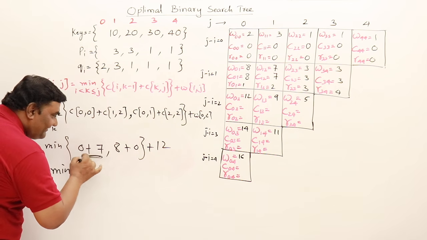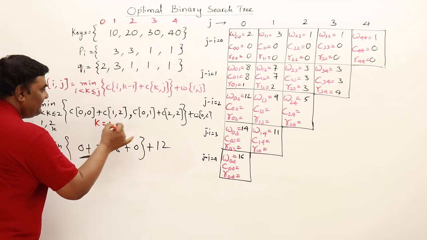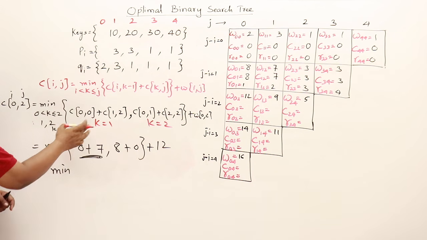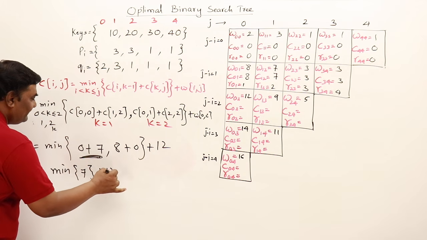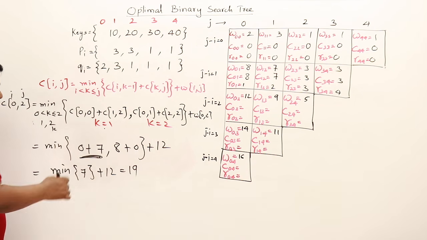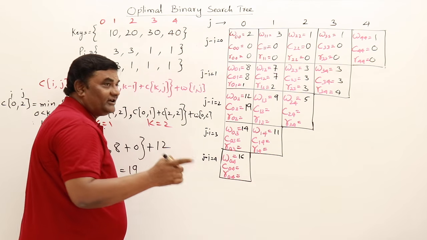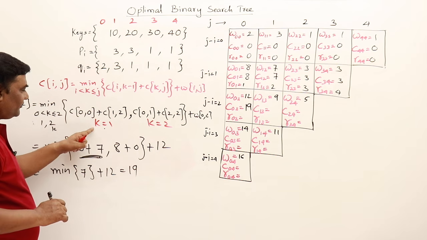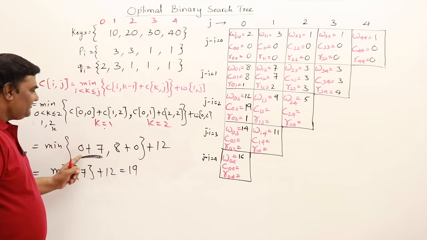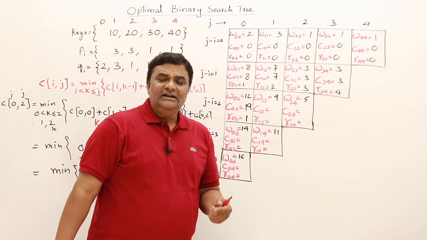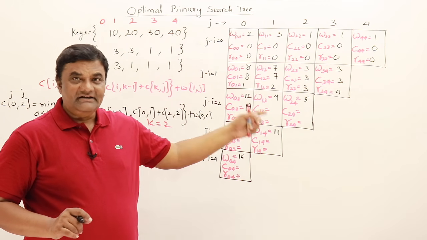Which is minimum? 7 is minimum. What was the value of k here? If you remember, k I have taken as 1 here, k as 2 here. Yes, k as 1 has given me the minimum value. So this is 7 plus 12, so this is 19, and the k value is 1. So I am filling up, watch here. This is 19. And who should be root? The minimum one should be root. So who was minimum? k was 1. That's it. So whoever is giving the minimum value, that we will take here. And in most dynamic programming problems, we do it like this only. Whichever value is giving the minimum, that we will take there.